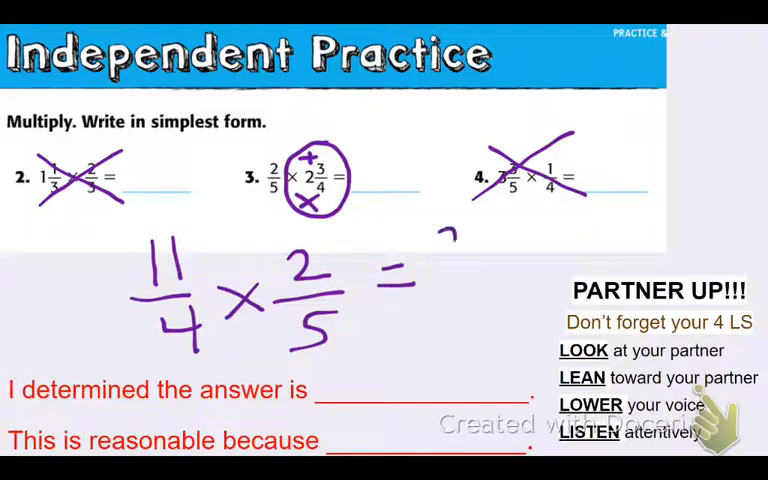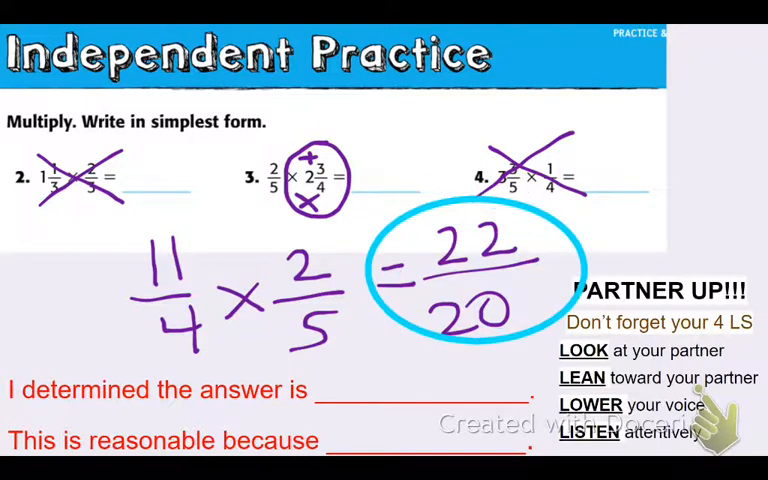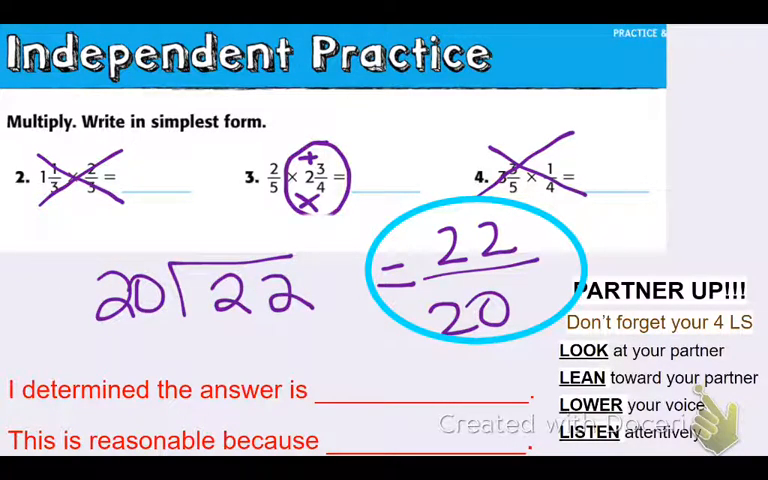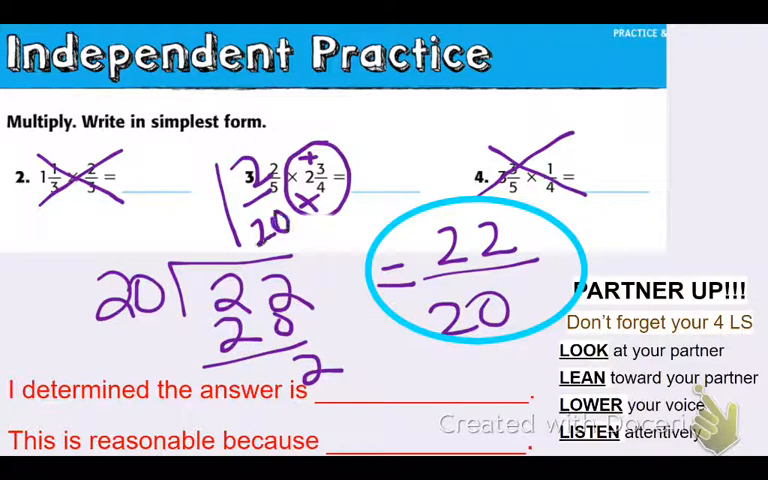11 times 2 is 22. Step 3, multiply the denominators. 4 times 5 is 20. I can simplify this improper fraction. I can make it a mixed number. How many times will 20 divide into 22? Or how many groups of 20 can I make out of 22? I can make 1 group of 20. And then there's 2 left over. 2 out of 20 that will not fit into a group.